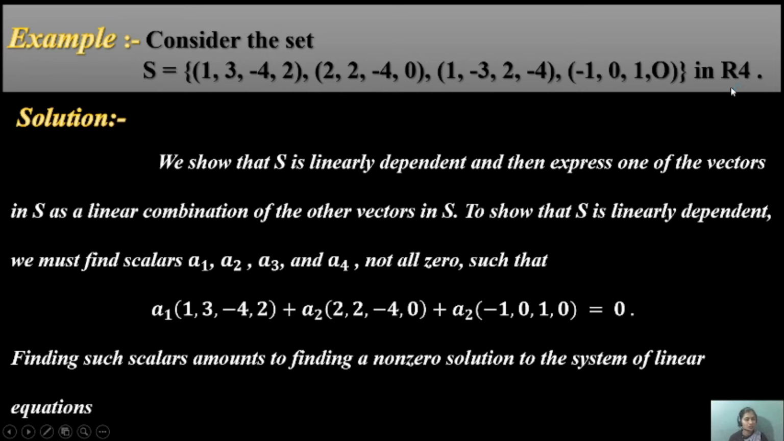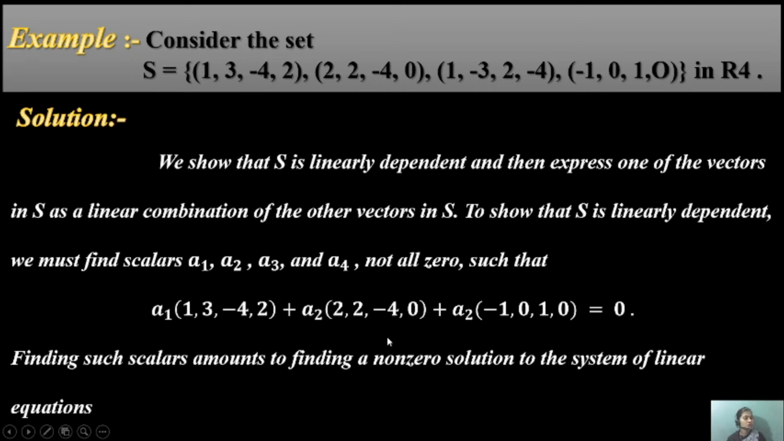Solution. We show that S is linearly dependent, and that one of the vectors in S can be expressed as a linear combination of the other vectors, as a finite number is generated. To show that S is linearly dependent, we must have scalars a1, a2, to a4. Why is it treated as a4? Because 4 rows will be considered, such that a1 (1, 3, -4, 2) plus a2 (2, 2, -4, 0) plus a3 (1, -3, 2, -4) plus a4 (-1, 0, 1, 0) equals 0.